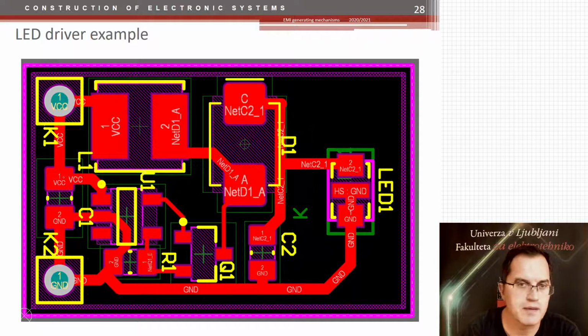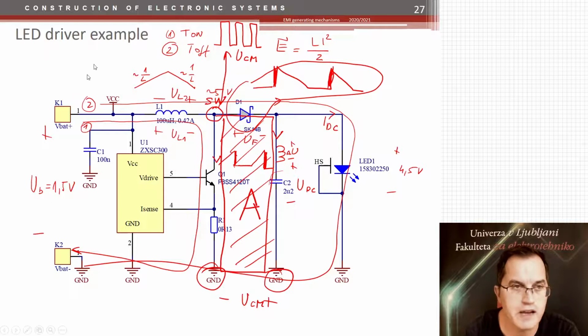Starting with the input capacitor, going through the coil, okay, not a big problem because the current through the coil is continuous. But where is the loop which defines the high frequency part of the currents? Where are the high frequency parts of the currents? They are here. Now, where is that? From the transistor, diode, capacitor, output capacitor, and back to the sense resistor.